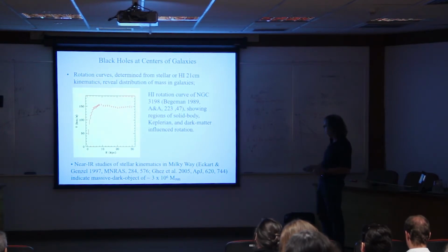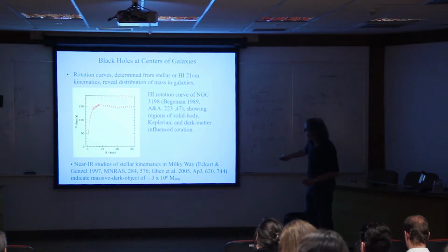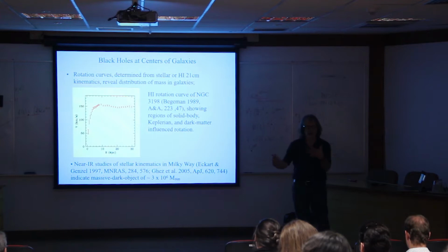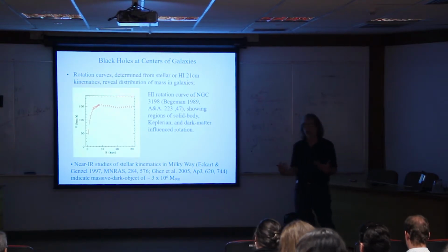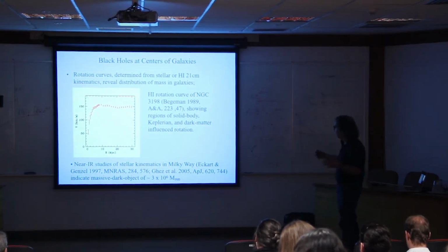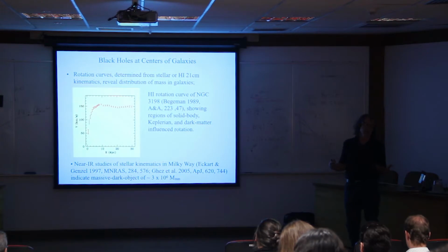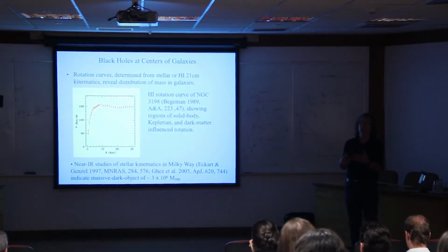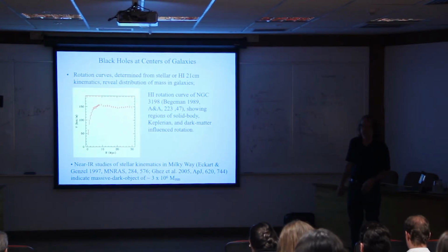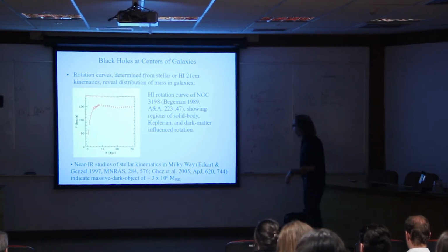And you can look at near-infrared studies of stellar kinematics in the Milky Way. Based on all this, down in here, where it doesn't affect stuff at these larger distances, we can look at the stellar kinematics in our own galaxy and see that there must be a mass in there of about several times 10 to the 6 solar masses in a region that's smaller in size than the solar system. And again, we invoke that we have a black hole in our own galaxy.